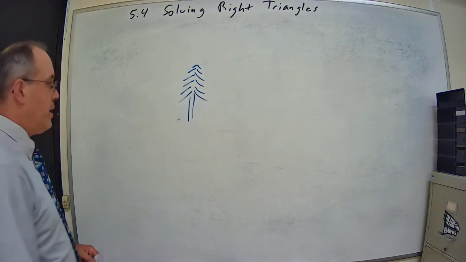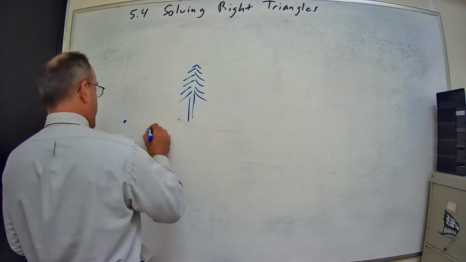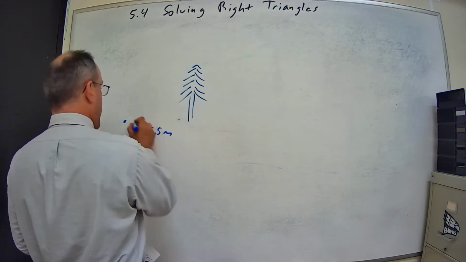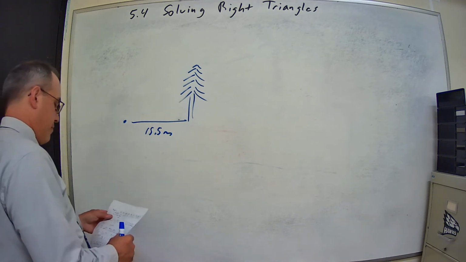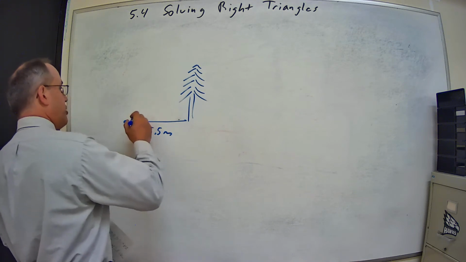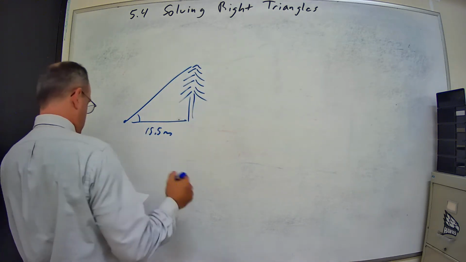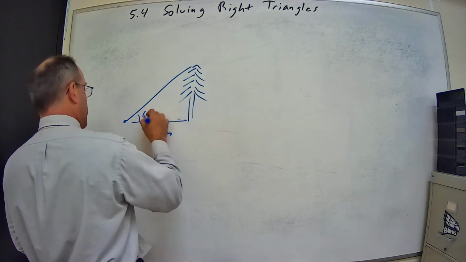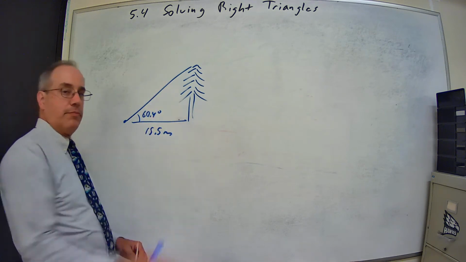So I've got this tree, and 15.5 meters away from that tree, the angle of elevation from that point to the top of the tree is 60.4 degrees. I want to find the height of the tree.